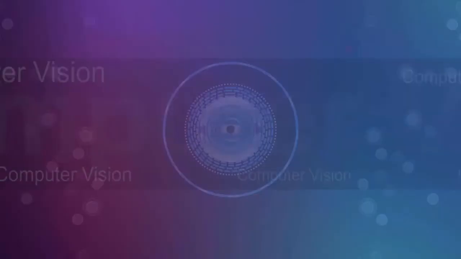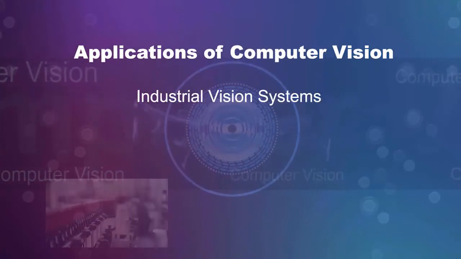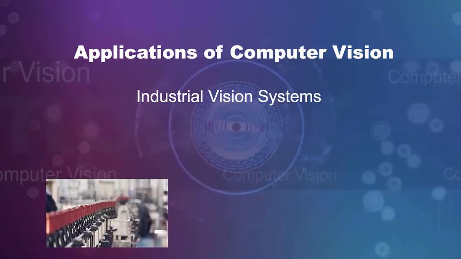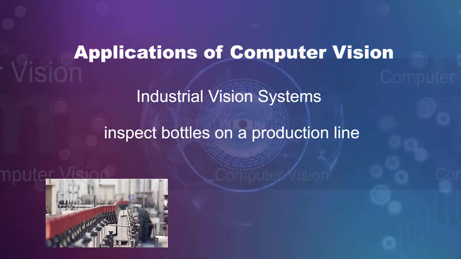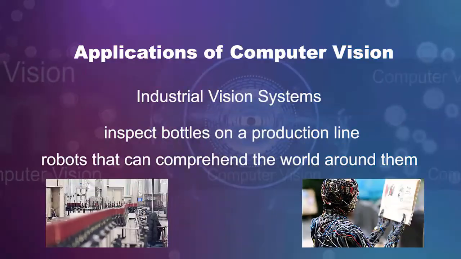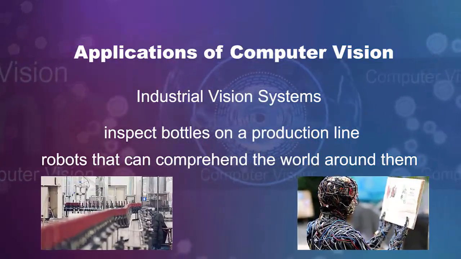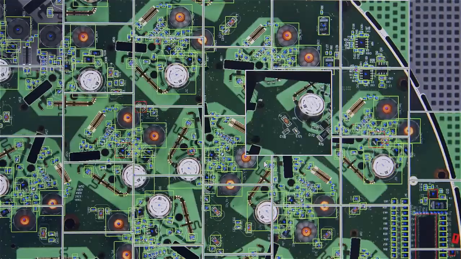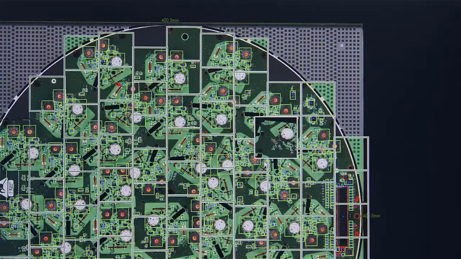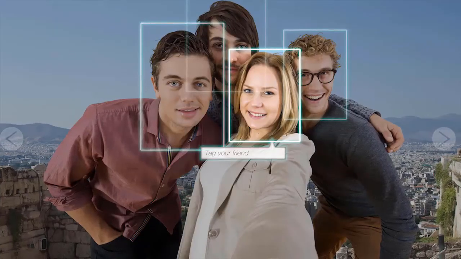Today is an exciting time to work on computer vision, as it is becoming an integral technology in our daily lives. Applications of computer vision range from tasks such as industrial vision systems, say, inspecting bottles speeding by on a production line, to robots that can comprehend the world around them. Computer vision is outperforming humans on certain real-world tasks, such as circuit board inspections and face recognition under controlled conditions.